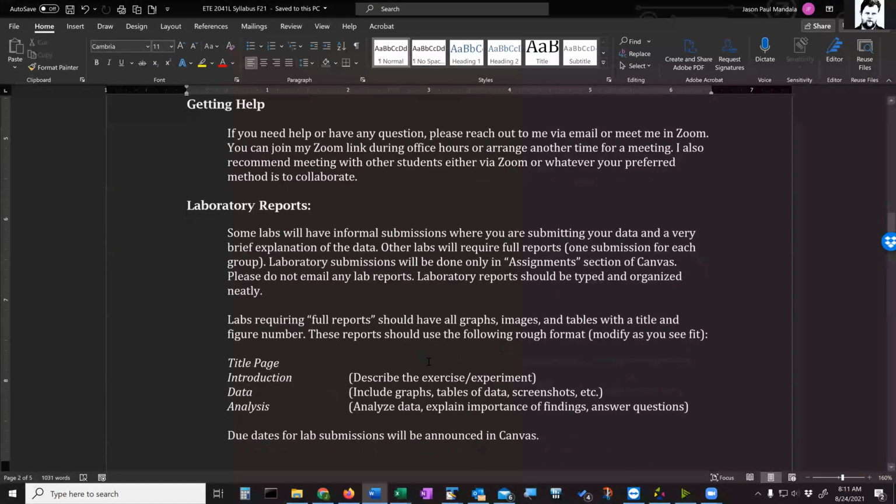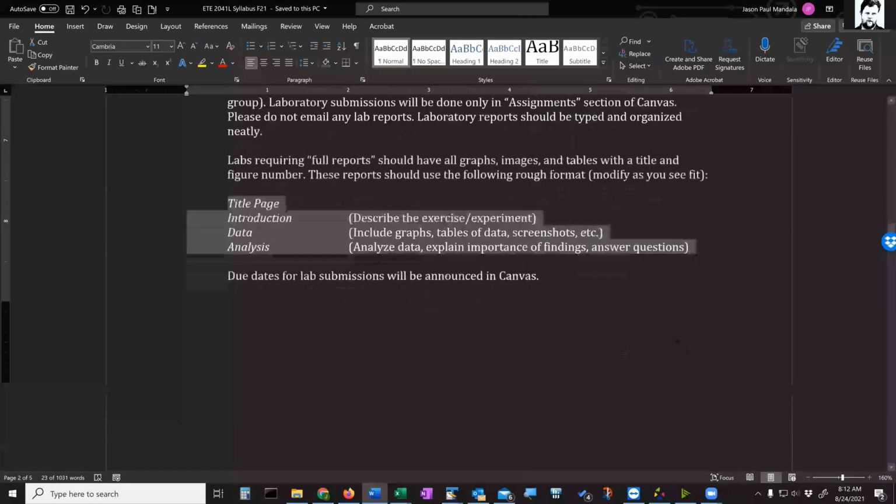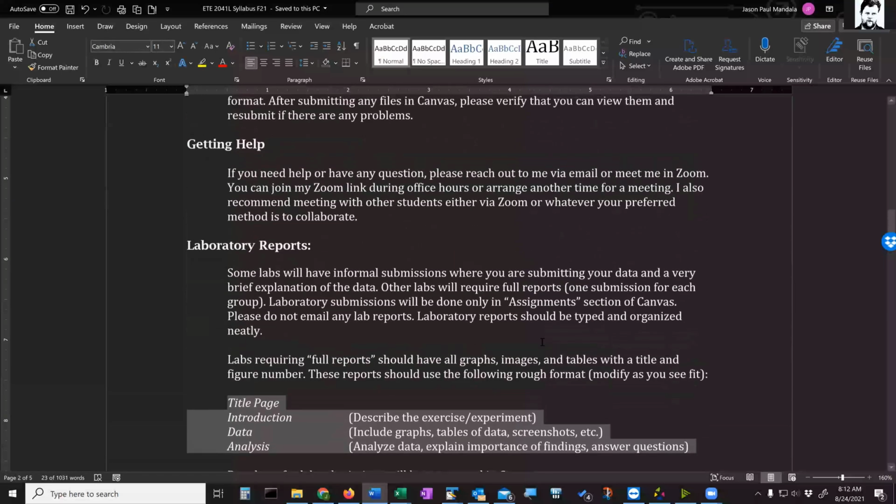A lot of this stuff's kind of redundant from the lecture syllabus. Here's some information about lab reports. So I have kind of a rough outline of how you could do your lab reports, which sections you should have. You don't necessarily have to follow this exact format. You can just make sure that you have something similar to this, whatever you see fit for that particular lab session. But you want to make sure you talk about the same information. And you can put it in whatever section you want, but as long as you have the similar information, it's going to be okay.